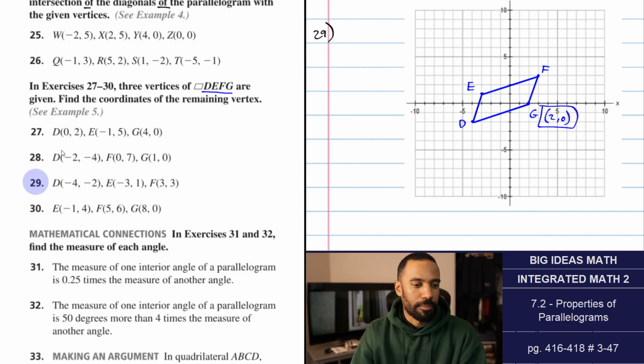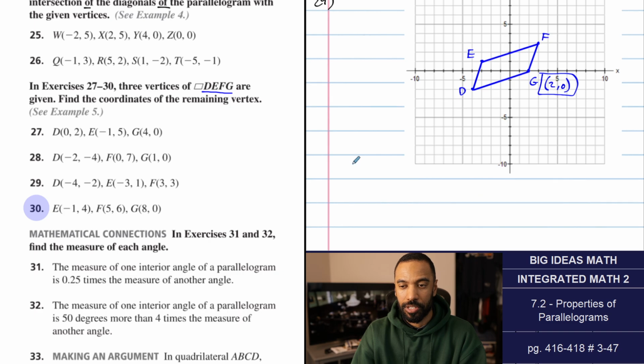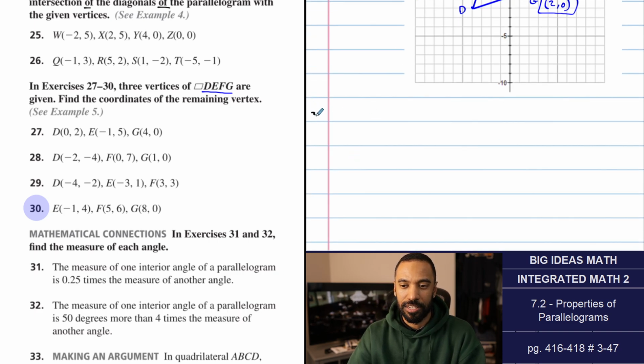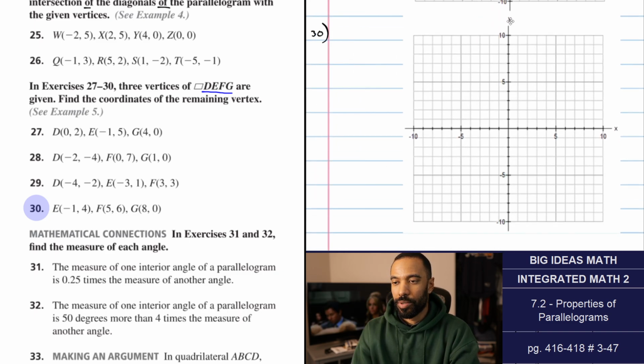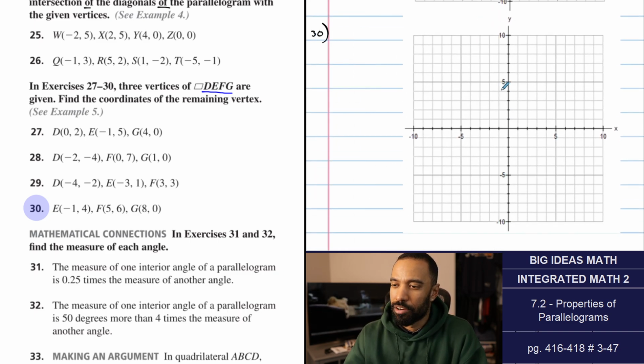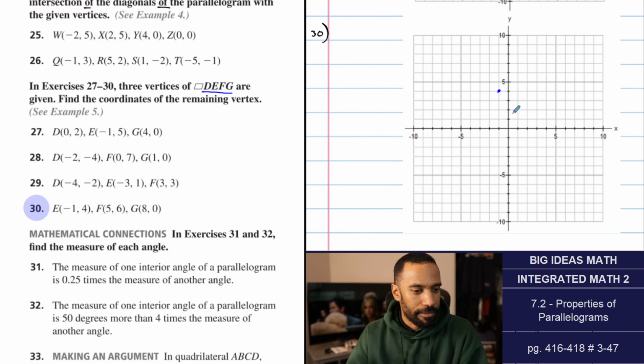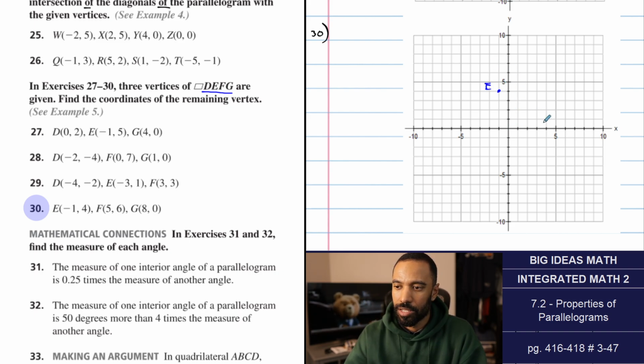Lastly, number 30 from this set, E, F, and G, those will also connect together in that sequence. And we have to find D, the missing link there. So E is negative 1, 4. F is 5, 6. G is 8, 0. Those do all connect, like I said. Then we have to find D based off that.